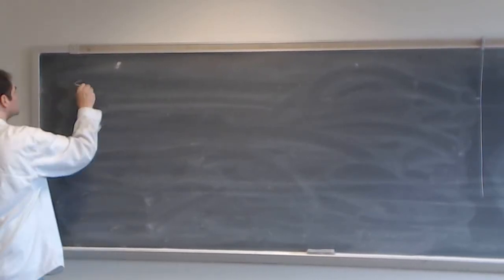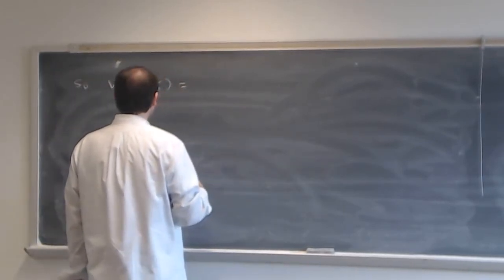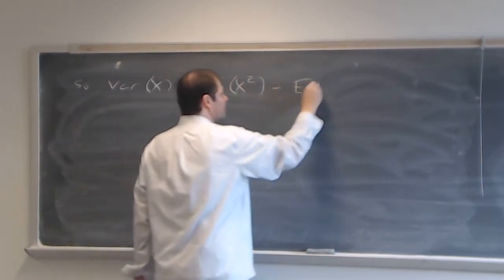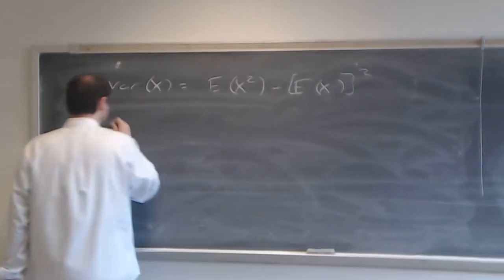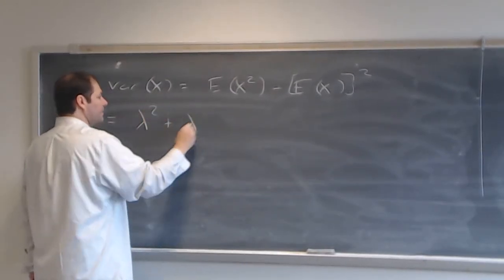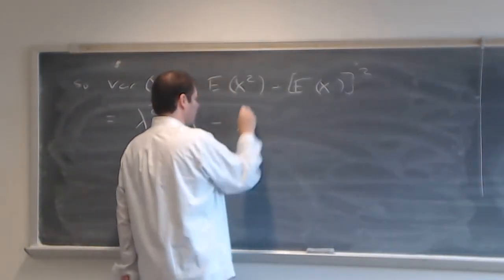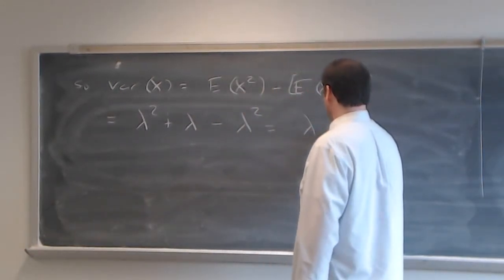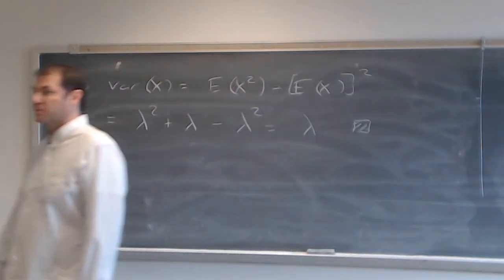So, the variance of x is equal to the expected value of x squared minus the expected value of x, squared, which is equal to lambda squared plus lambda minus the expected value of x, which was lambda, squared, we get lambda squared. And lo and behold, lambda squared minus lambda squared is nothing, we're just left with lambda, and that's what we were expecting. That was the fact we were trying to show.